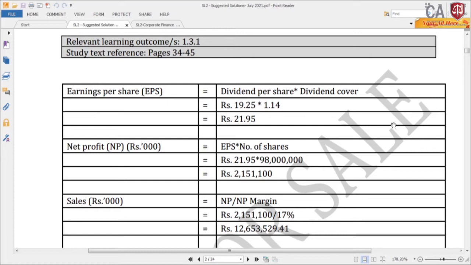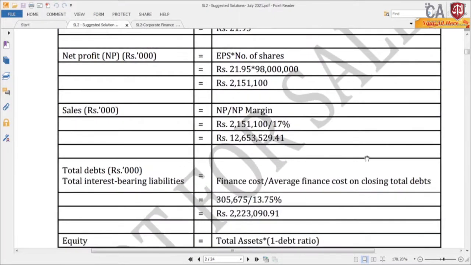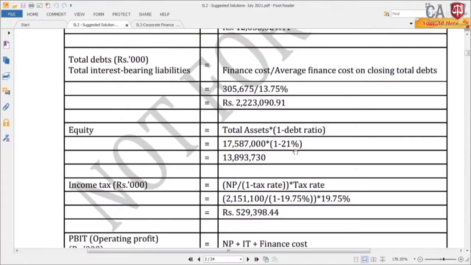On that basis, they have given the debt ratio as 21%. So we should know that if debt ratio is 21%, the equity ratio is 79%. We know the equity ratio is 79% and we know the total assets. They are given in the question, the total assets amount. So you can go down and look at the answer here.